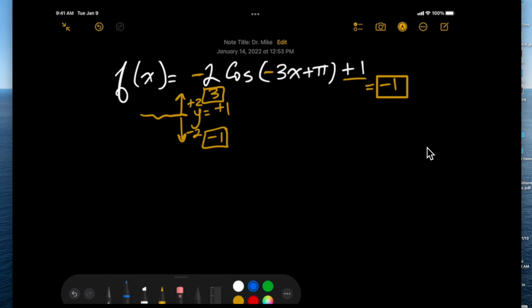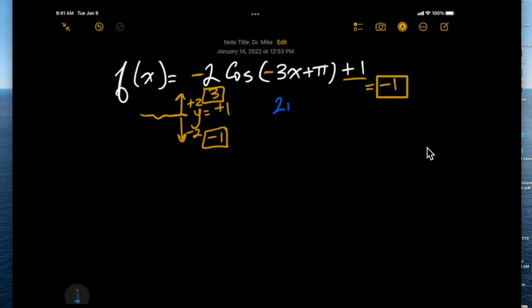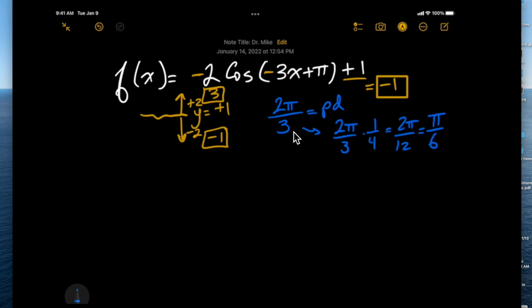Let's look at the period of this function. We're going to take the normal period, which is 2 pi, and divide it by the absolute value of b, and we're going to get 2 pi over 3 as our period. And that makes sense because this graph is traveling 3 times as fast as normal, and we're going to finish the period in 1/3 the time. Let's now divide the period into 1/4 segments. 2 pi over 3 times 1/4 is going to give us 2 pi over 12 or pi over 6. We're going to use that to divide our axis when we build our graph.